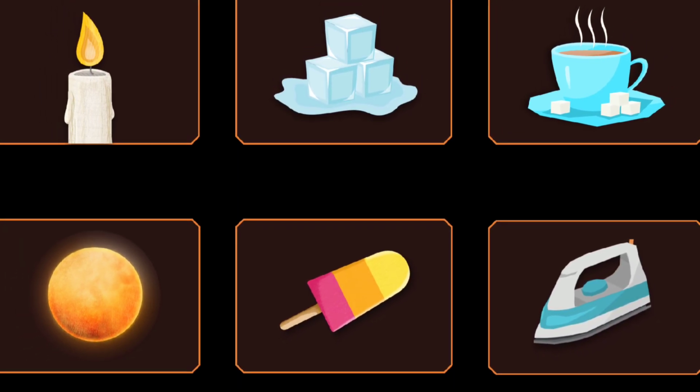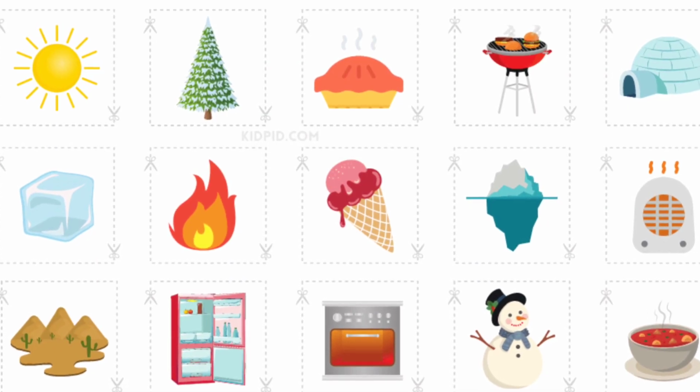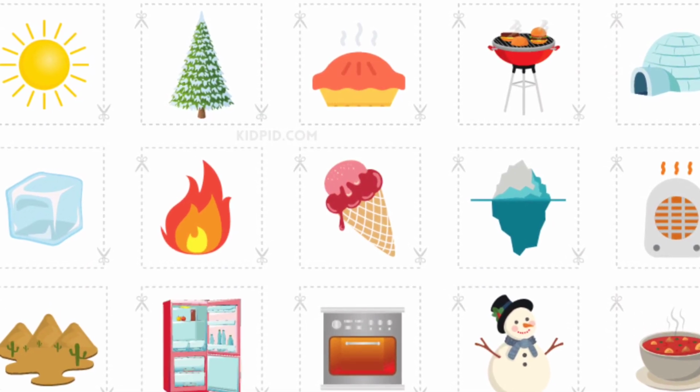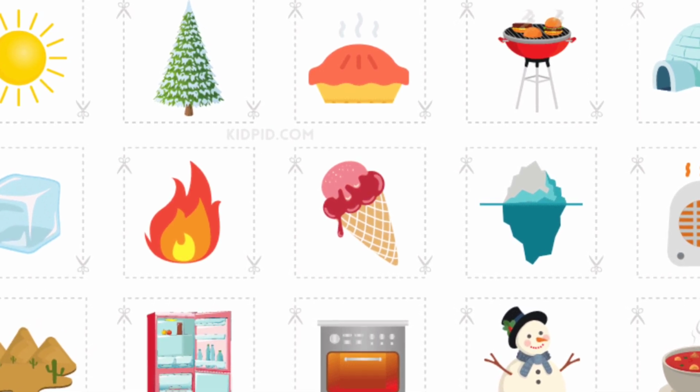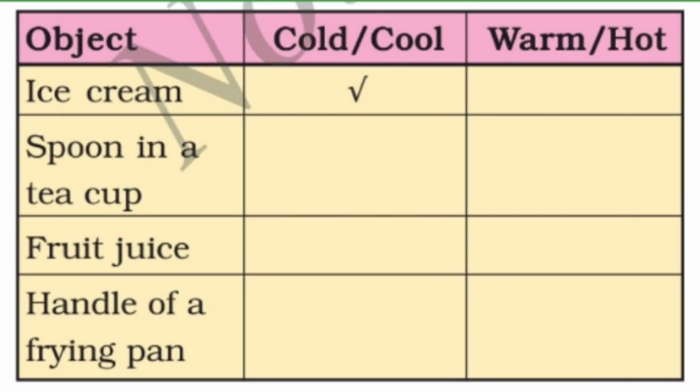In our day to day life, we come across a number of objects. Some of them are hot and some of them are cold. Tea is hot and ice is cold. Now you can see some objects on the screen. You need to say whether the object is hot or cold. The first one is done for you.